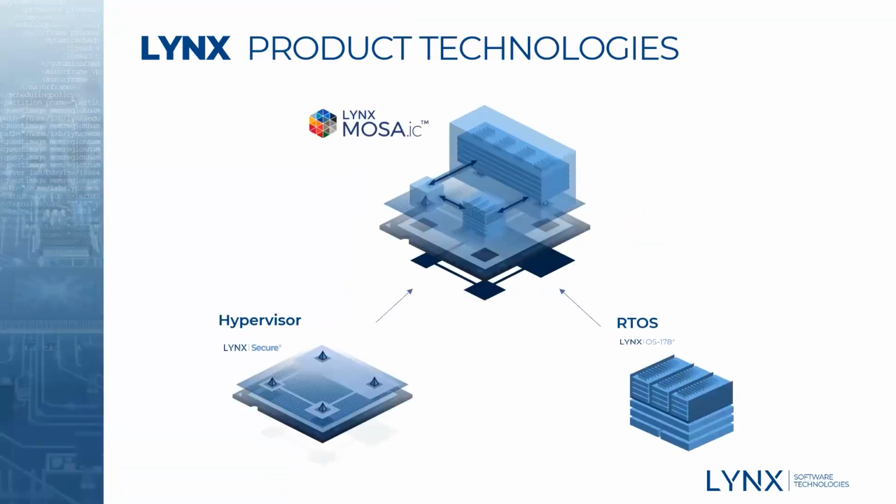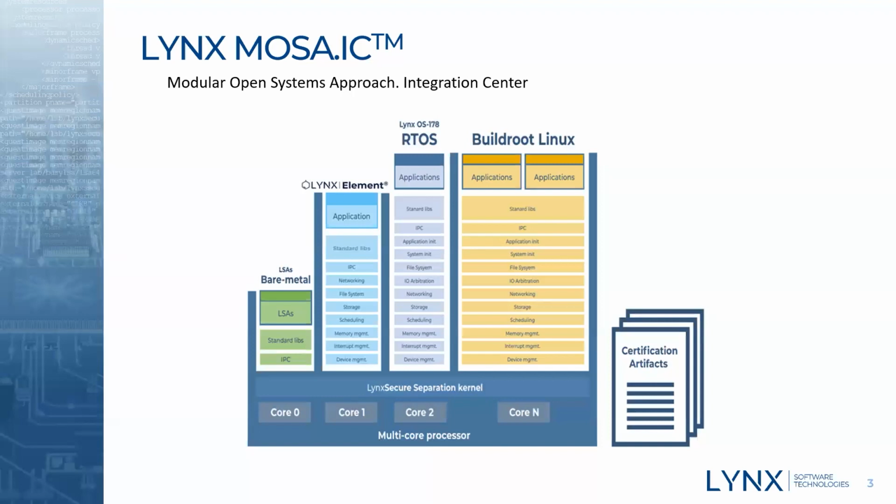LYNX MOSA.ic is a framework of tools for creating complex systems on multi-core processors by integrating multiple runtime operating environments, such as our Lynx 178 real-time operating system, on top of our hypervisor technology known as Lynx Secure. In addition to our real-time operating system, LYNX MOSA.ic provides the ability to integrate a number of operating environments, including Buildroot Linux as a feature-rich application development environment.